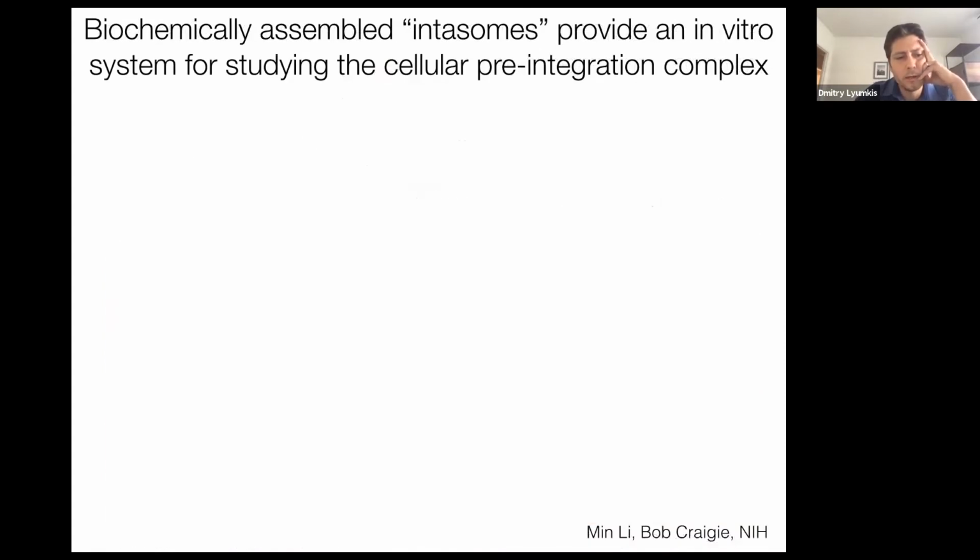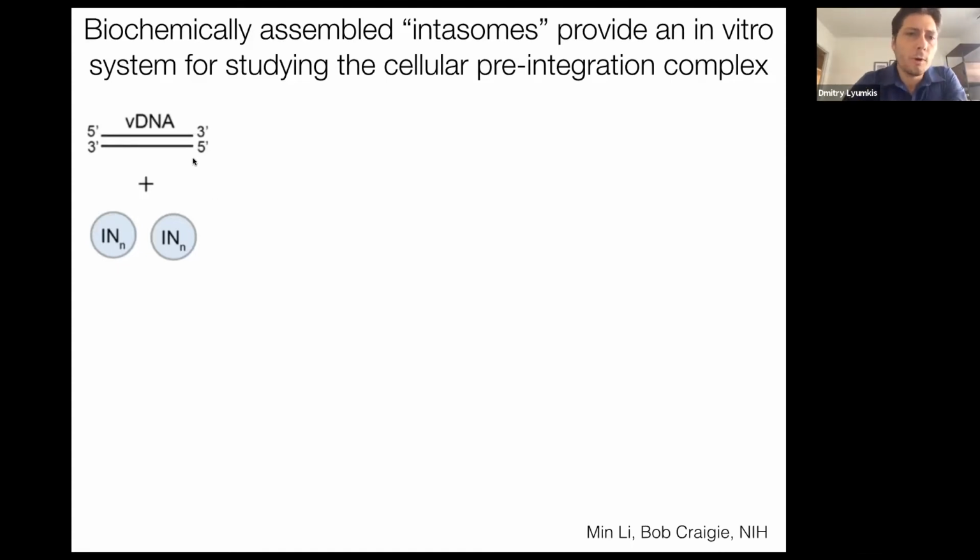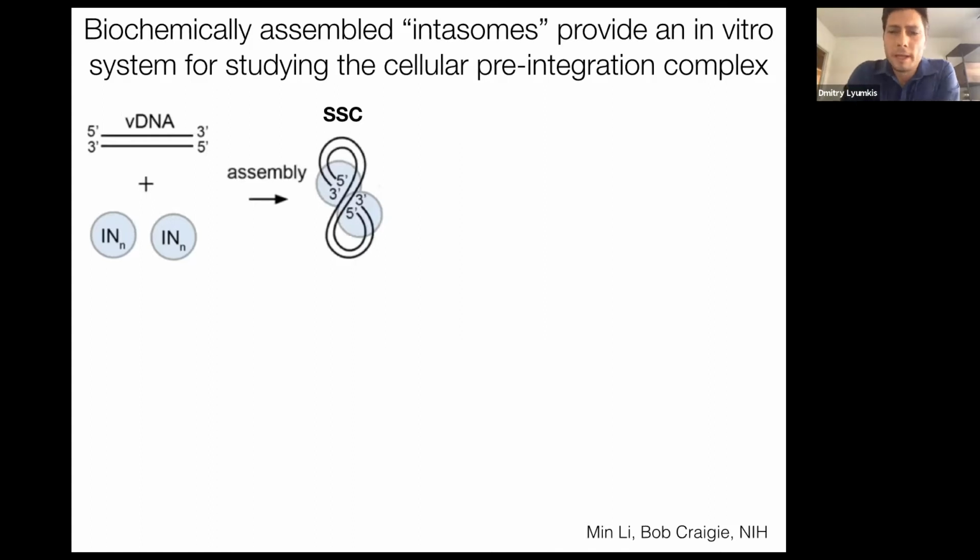But what we can do is assemble complexes that contain the basic functional components of a PIC biochemically, and then use them for structural biology. So we have oligonucleotides of about 25, 27 base pairs, which represent the viral DNA. We incubate with integrase, and integrase can be a multimer. Under specific biochemical conditions, these will form into a complex that we refer to as a stable synaptic complex.